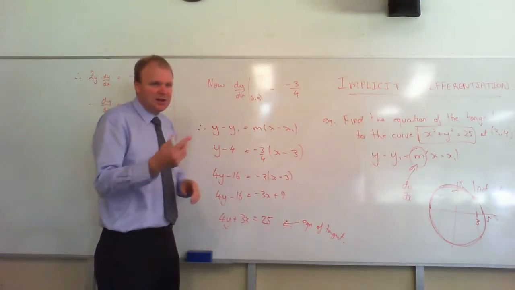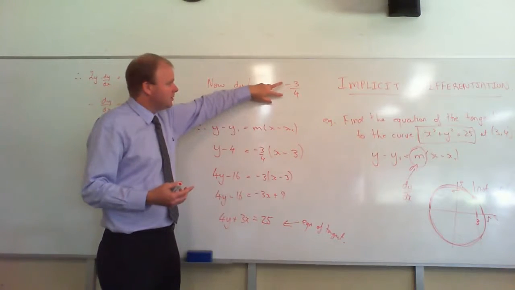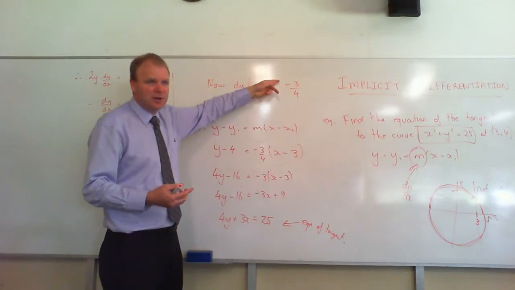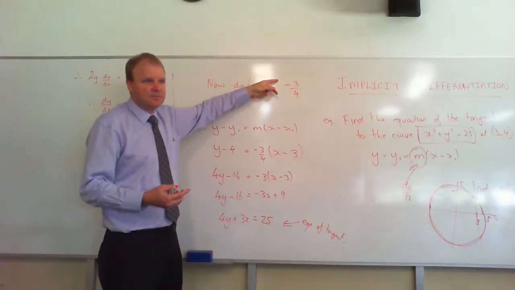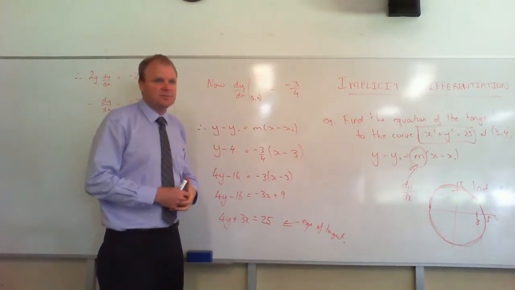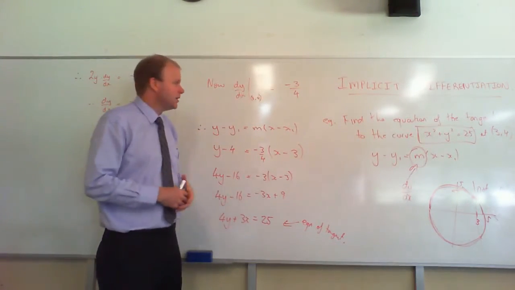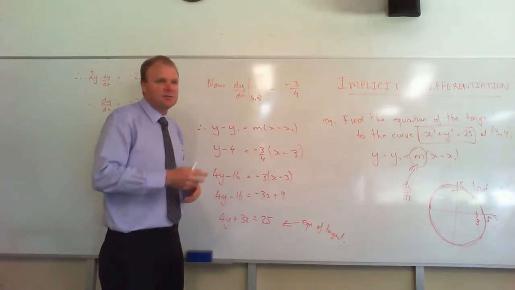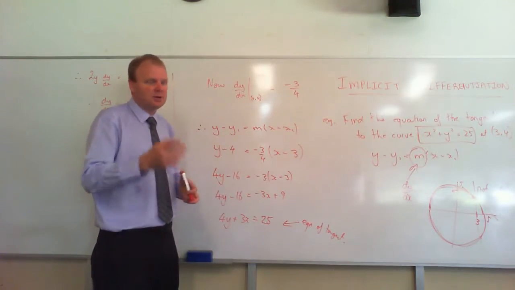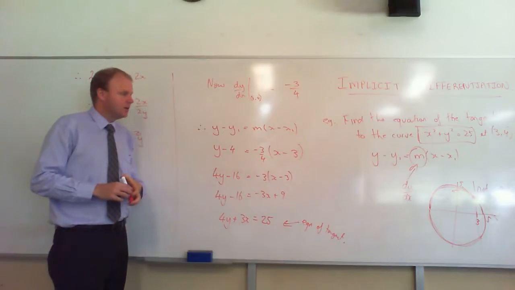So basically, in an easy way to do it, reciprocate that, so you get 4 over 3, and make it positive. Change the sign and do the reciprocal. I can do a couple of examples on that in a moment.